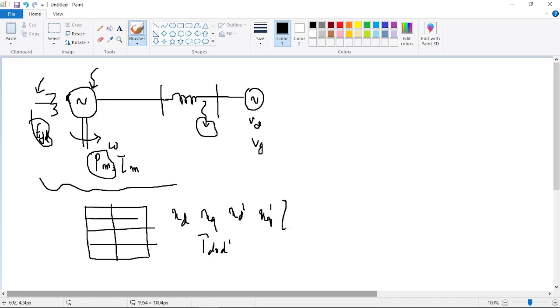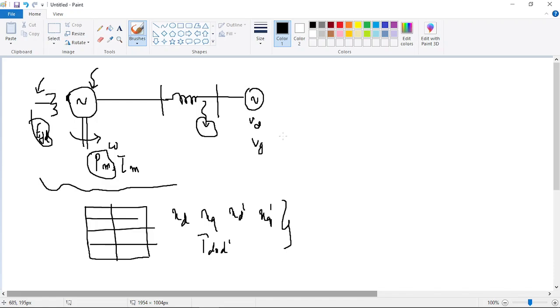These types of parameters are available for the particular synchronous machine that is used for the study, or which would be the purpose of the study. Okay, so this is the basic idea. I'm very much trying to simplify the overall concept.